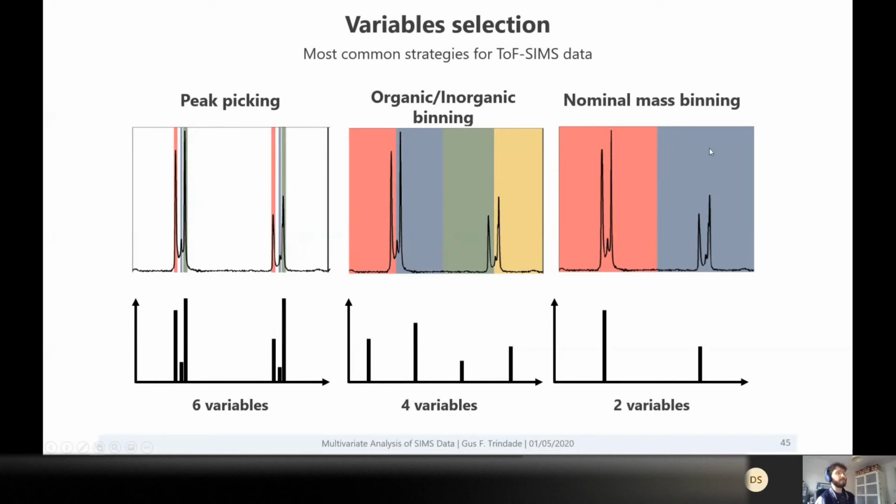Or you can do nominal mass binning, which is just for each nominal mass, you get all the counts there. So in this case here, from the thousands of channels, you go down to 2 variables. So that will be mass 1, mass 2, right? If this is 55 and 56, that will be 55, 56.